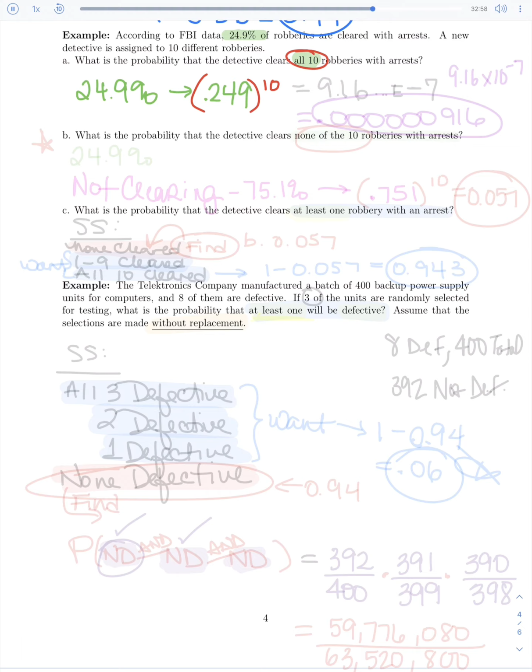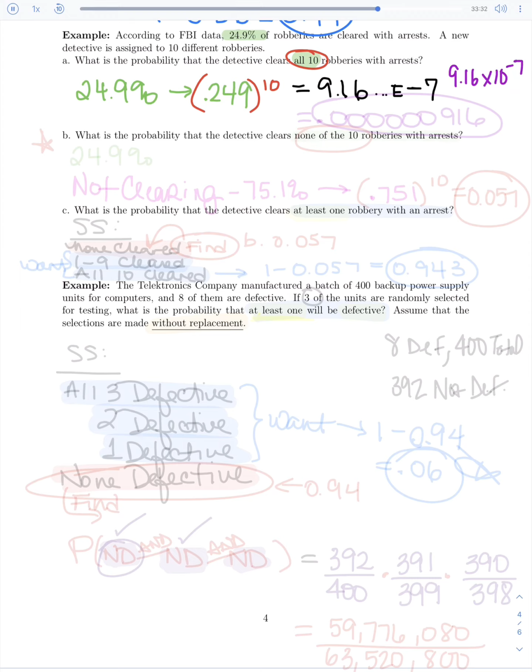And depending on your calculator and how it calculates, you'll probably get something that looks like the following. You'll get something like 9.16, a bunch of other numbers, and then an E and a negative 7, which remember is scientific notation for 9.16 times 10 to the negative 7th.